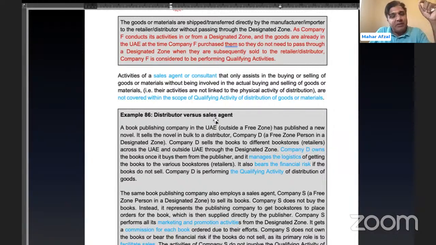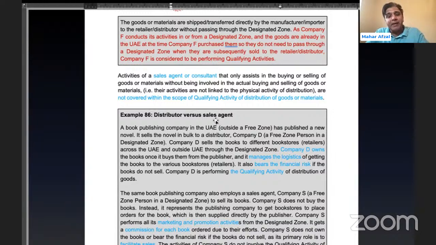The person must be based within the designated zone and must be meeting the designated zone requirement criteria. Now the movement of the goods. If the goods are coming into the UAE, they should come through the designated zone. Otherwise, there is no requirement for the goods to come in the designated zone. All other activities will be considered qualifying income. It will generate 0% corporate tax, provided all other conditions are being met.